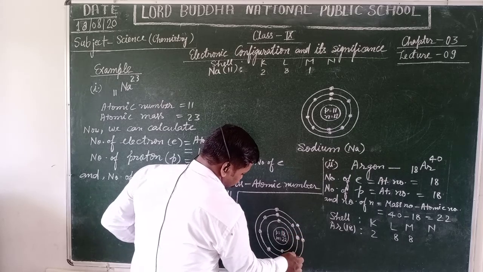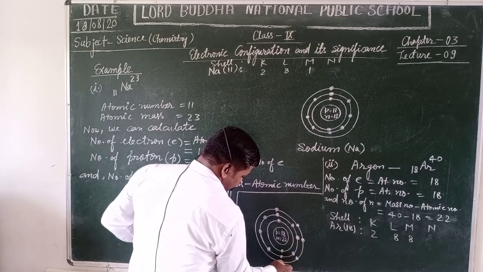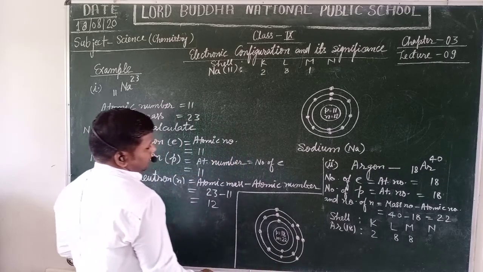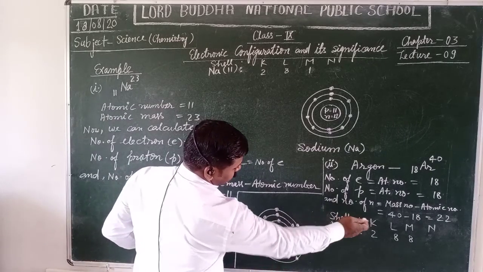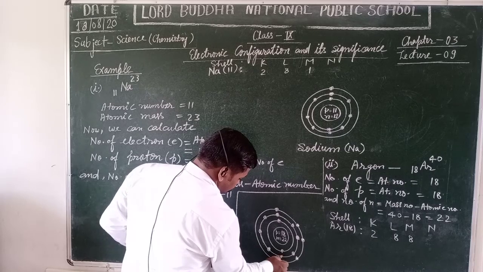The L and M shells also contain 8 electrons each in the argon atom.